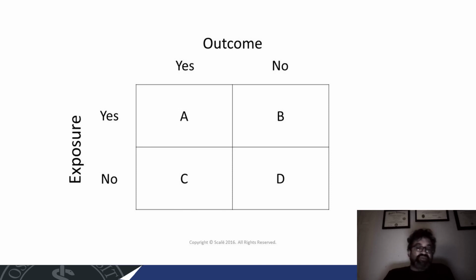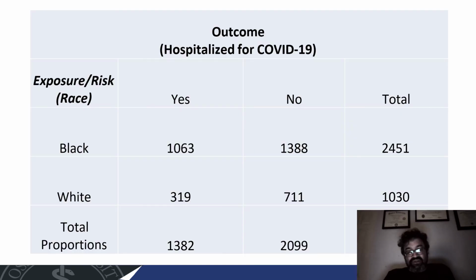Well, let's go into exposure and outcome here. So here you have exposure, yes and no, and then outcome, yes or no. Exposure here would be ethnicity, and the outcome is the hospitalization for COVID-19. So you have total proportions, and we can further develop this.